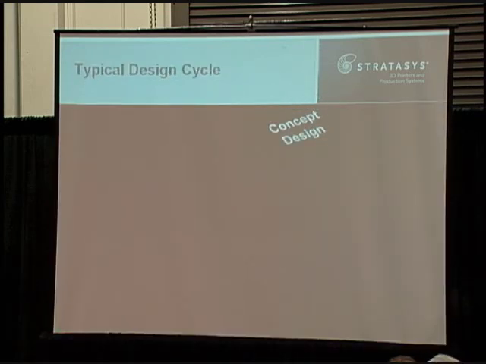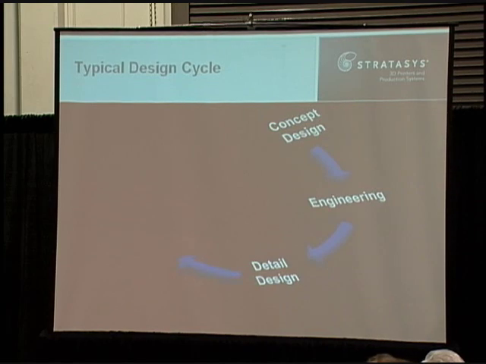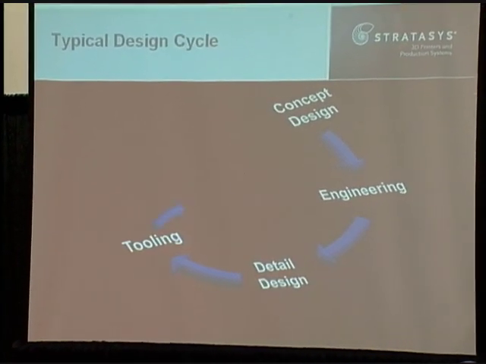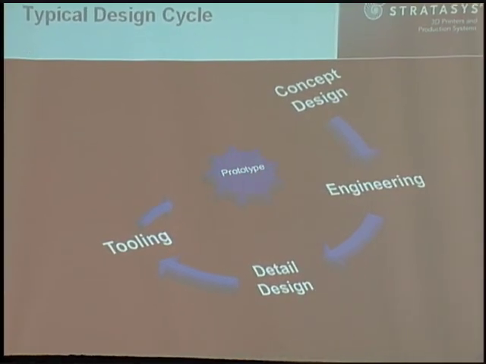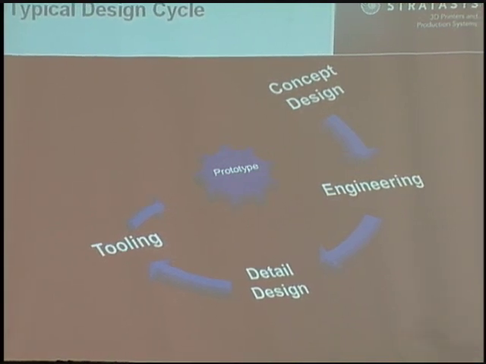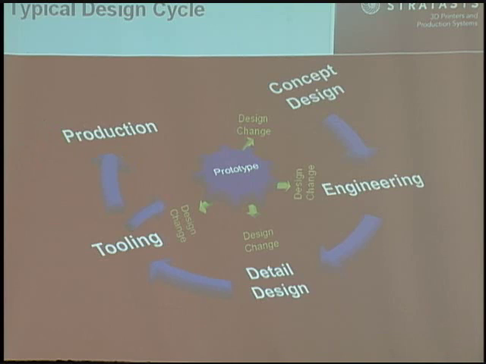Just your typical design cycle. You have a concept design, engineering, detail design. Now we're moving along, tooling. Okay, now we go to prototype. Looking at this gauge alone, you can say I can go from concept design to engineering prototype with my additive manufacturing, but we won't get hung up on that. And then you start the design change cycle, that whirlwind of design changes prior to production release, and then your production release.